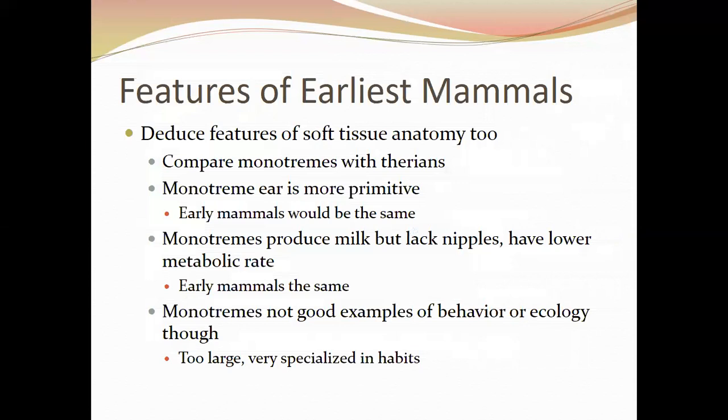However, we cannot use monotremes as examples of behavior or ecology because we have 3 monotreme species, and they all live in the same general geographic region. So they are far too specialized to be able to make generalizations about the ecology or the behavior. We expect that the early mammals were found worldwide, and thus using just 3 examples from the Australia, New Zealand region is not the best way to understand what early mammals would have been like.